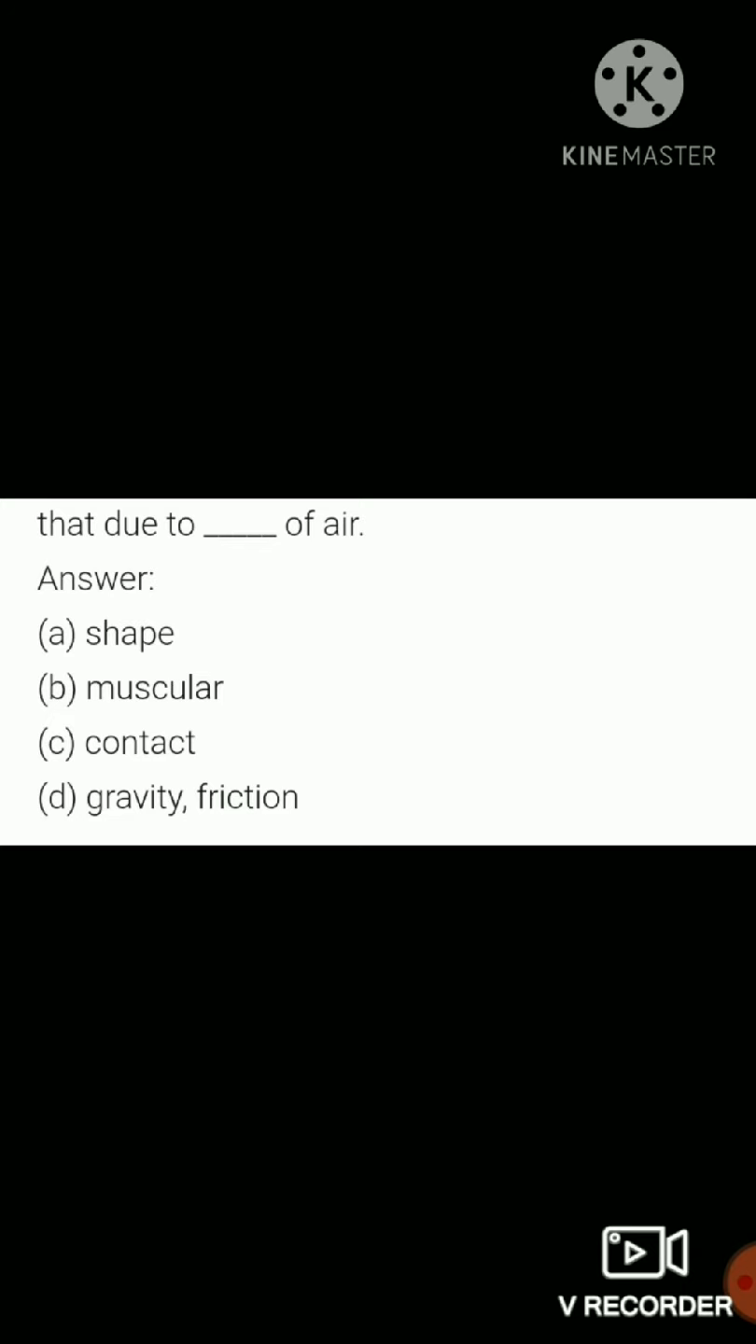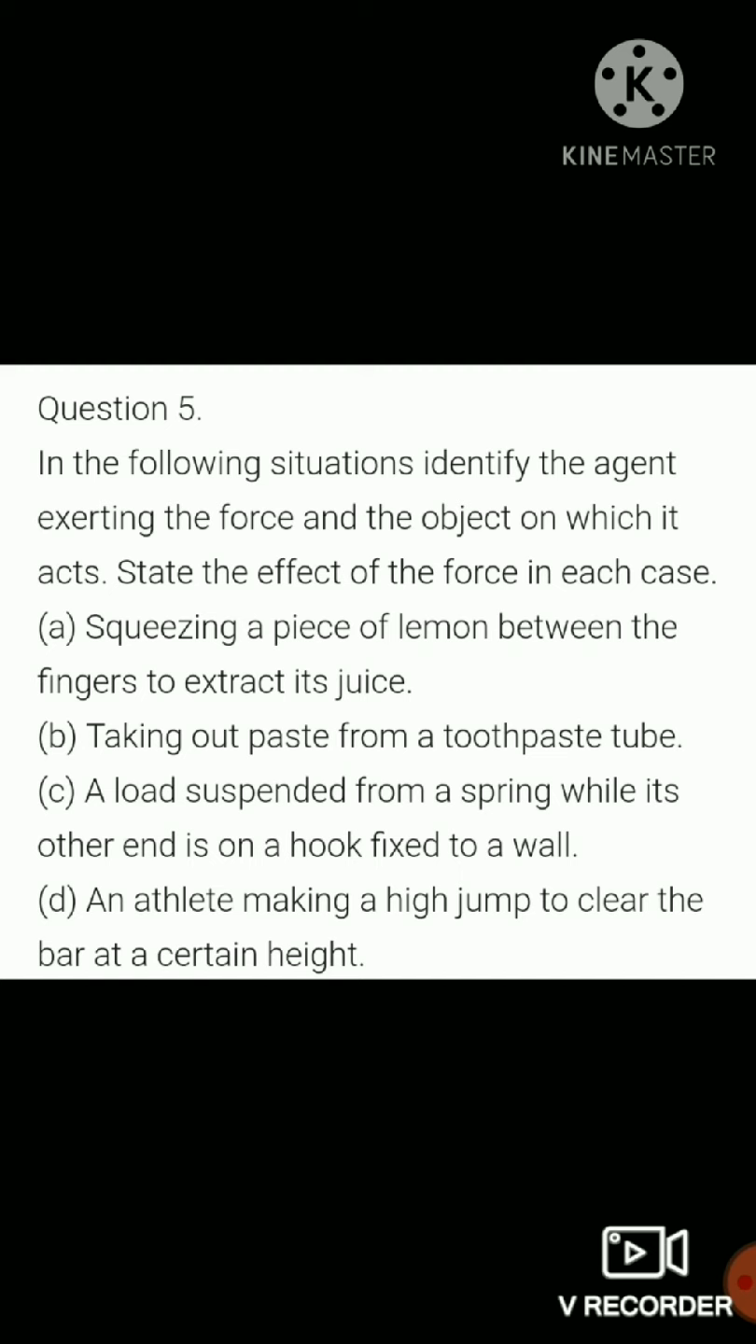Okay, now question number 5. In the following situations, identify the agent exerting the force and the object on which it acts. State the effect of the force in each case. First, squeezing a piece of lemon between the fingers to extract its juice. Taking out paste from a toothpaste tube. A load suspended from a spring while its other end is on a hook fixed to a wall. An athlete making a high jump to clear the bar at a certain height.